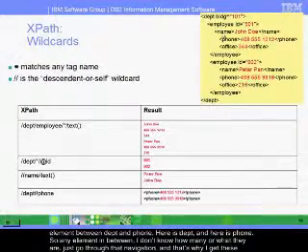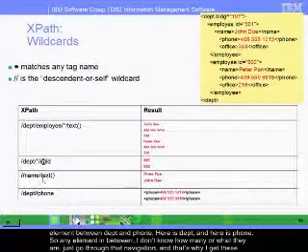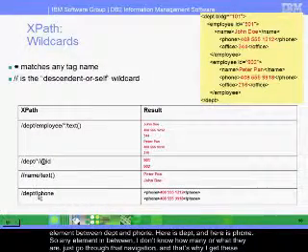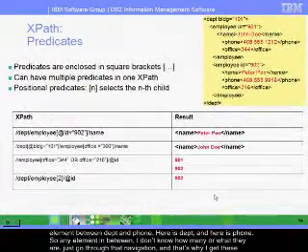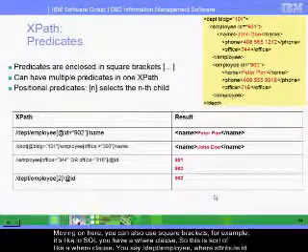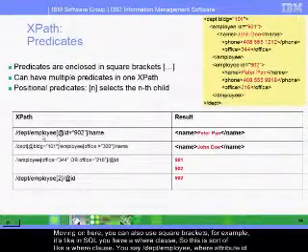Any element between dev and pawn, here is dev and here is pawn, I don't know how many or what they are, just go through that navigation, and that's why I get this. Moving on, here you can also use square brackets.